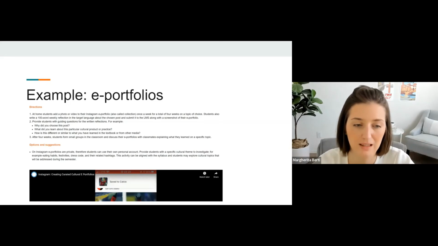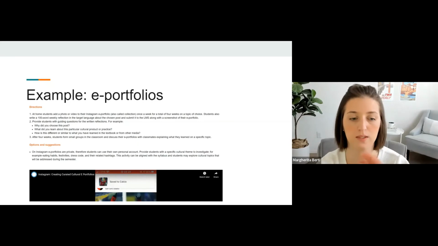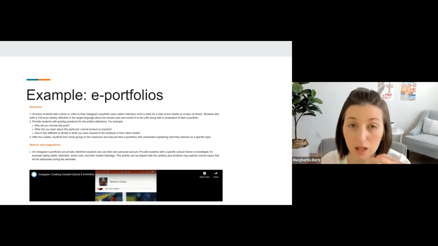What are the differences? What are the similarities? And then after 4 weeks of doing this work, of saving the post on Instagram, of doing weekly reflections and submitting them to the LMS, we can have them come to the classroom and discuss these e-portfolios with classmates and what they learned specifically about the topic that they chose.